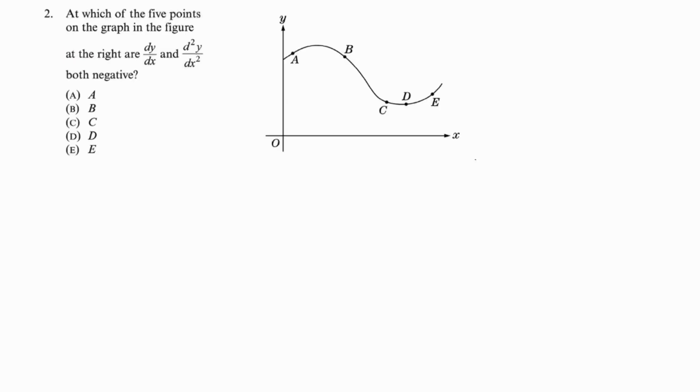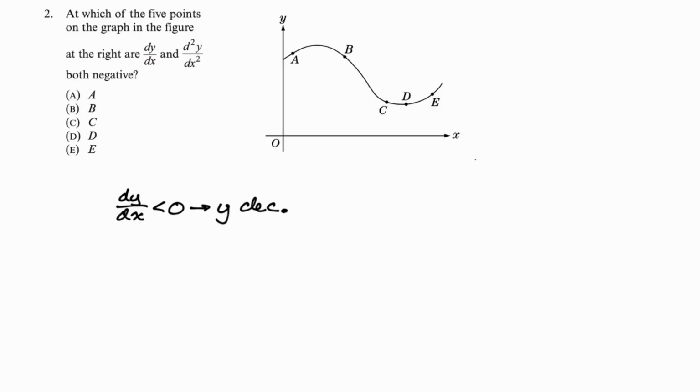Number 2, at which of the 5 points on the graph in the figure at the right are dy dx and the second derivative both negative? All right, so we need to know what it means when dy dx is negative and when the second derivative is negative. I never really know how to pronounce that thing, so I always just say the second derivative. If dy dx is less than 0, that means that our function, which is called y, must be decreasing.